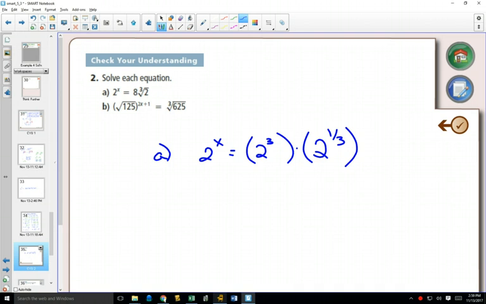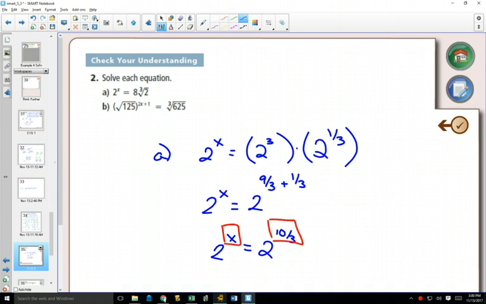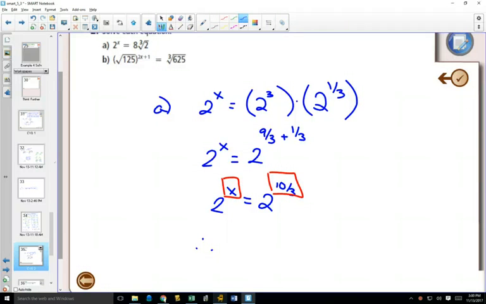And can I use my power laws some more? Well, what happens if I have 2 powers that are multiplied with the same base? I can add those exponents. I'm going to change 3 to 9 over 3, so I've got a common denominator. And we have succeeded in getting our bases the same. Well, now we can do those. Therefore, x has to be, and this one's pretty straightforward, 10 over 3.